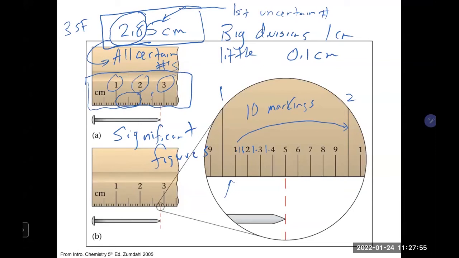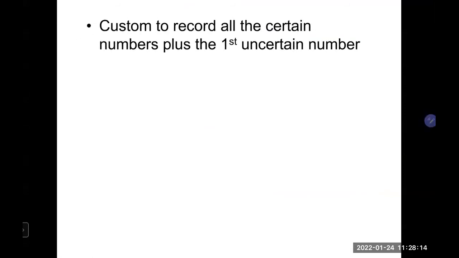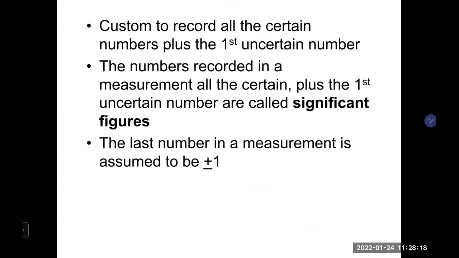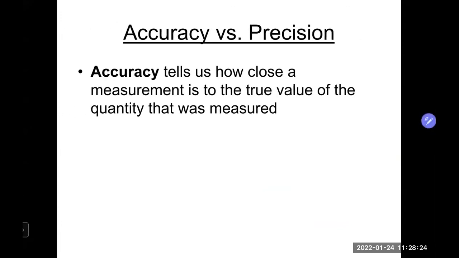Now, somebody else may look at it and go, I think it's like 2.86. I think it's like 2.84. There's usually a plus or minus sort of deal on the last digit there, plus or minus 1. Any questions on there? So as I mentioned, it is customary to record the first number plus the first uncertain number, and that is our significant figures.